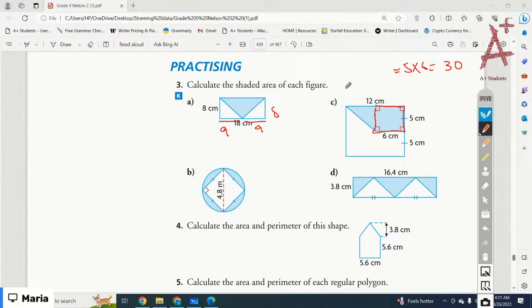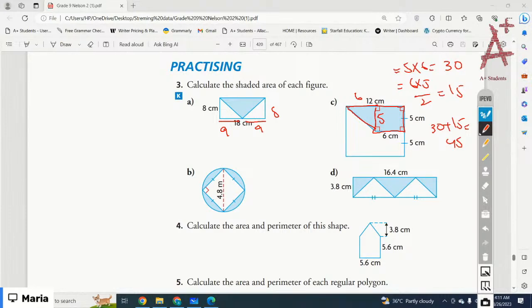Now just look at this one, which is 6, and this one we know is 5, for the triangle, right? Calculate the area of the triangle: it would be 6 times 5 over 2. That means 30 over 2 is 15. So for the area of the shaded region you just add both areas, 30 plus 15. That means the area of the shaded region is 45, right?